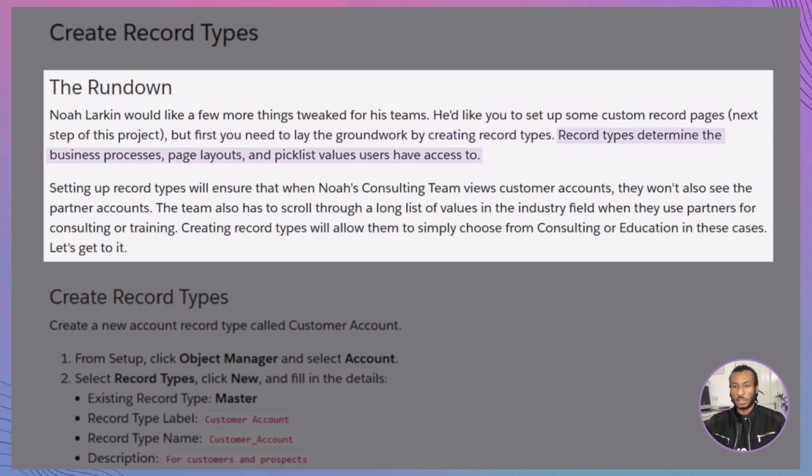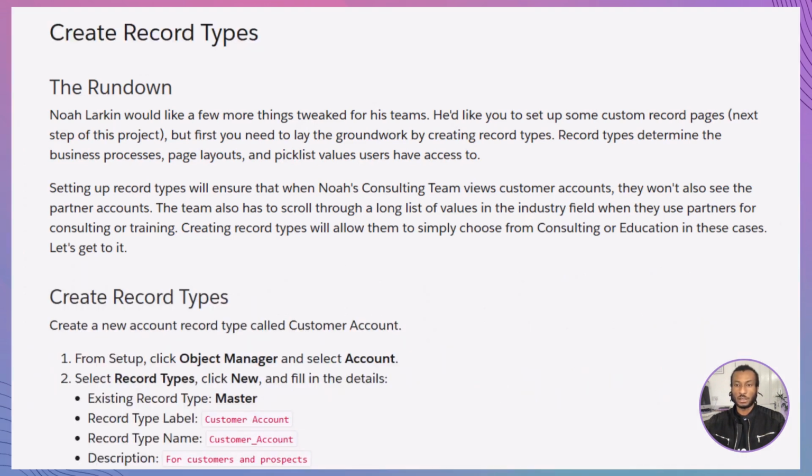Record types determine the business processes, page layouts, and picklist values users have access to, ensuring that different teams see only the relevant data. By setting up record types, you'll ensure that when Noah's consulting team views customer accounts, they won't see partner accounts. Additionally, instead of scrolling through a long list of values in the industry field when using partners for consulting or training, record types will allow them to choose from specific options like consulting or education.